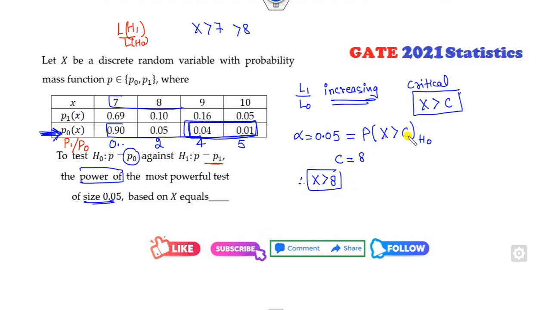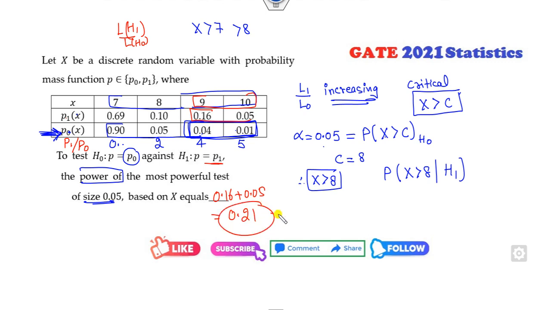Because probability of x greater than 8, that means 9 and 10, under the H naught it is my same. Then what is the power? So power is x is greater than 8 under the case of H1. So what is it under the case of H1? You can add them. So the answer is 0.16 plus 0.05, 0.21 is the right answer.